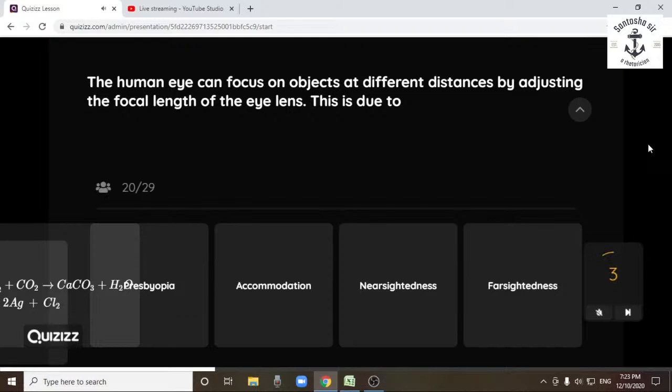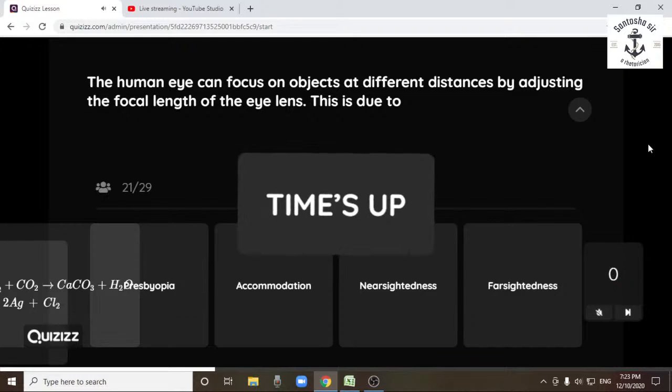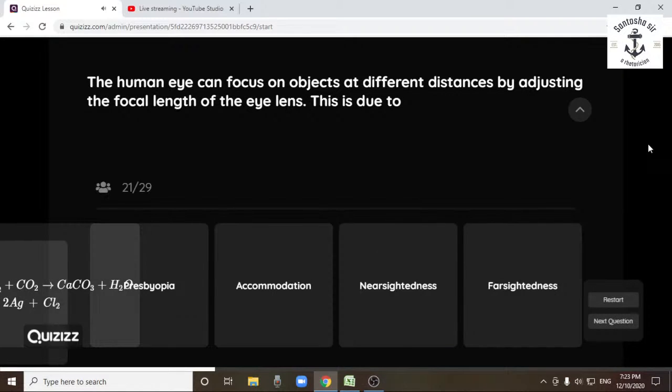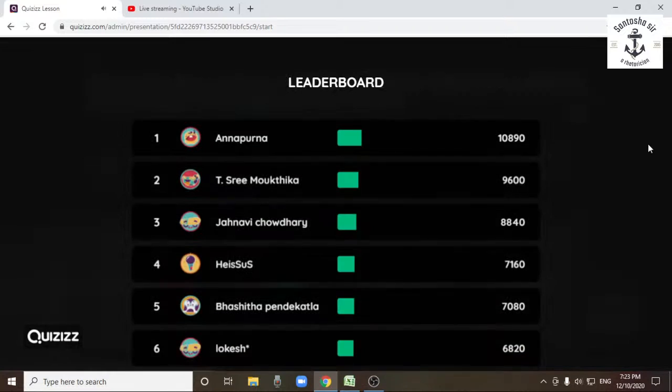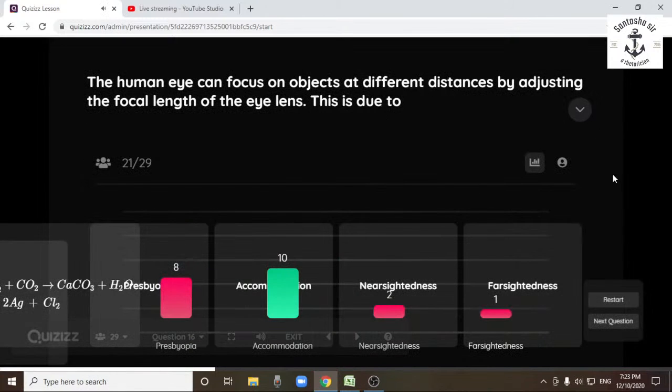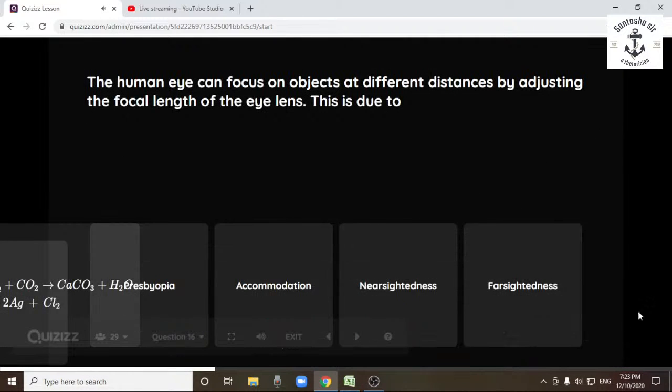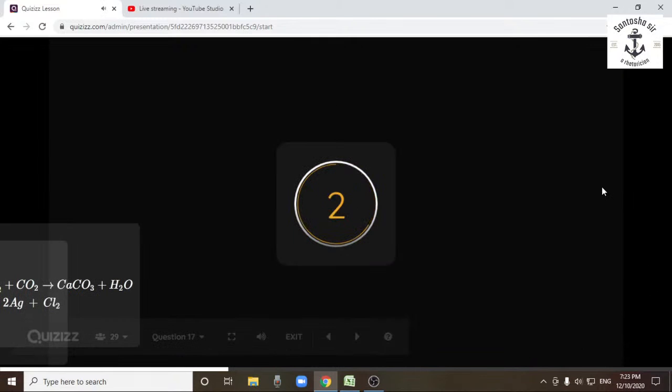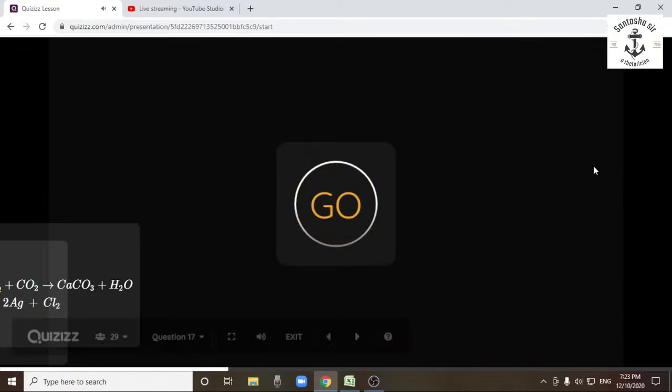Last 5 seconds. Time is up. Leaderboard scores, we have no change from the previous scores. We have 10 members answered this question right. Moving on to the next question, question number 17.